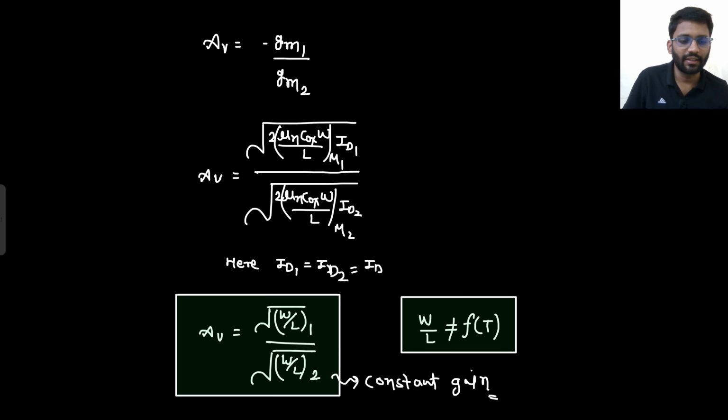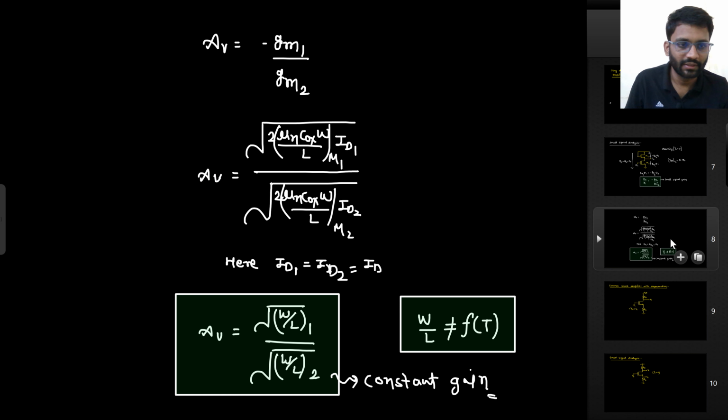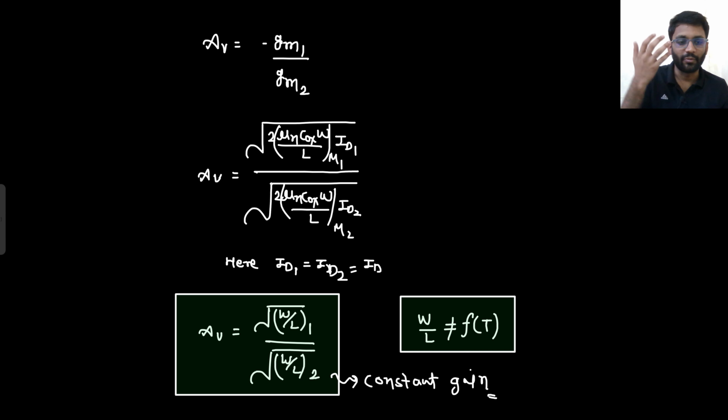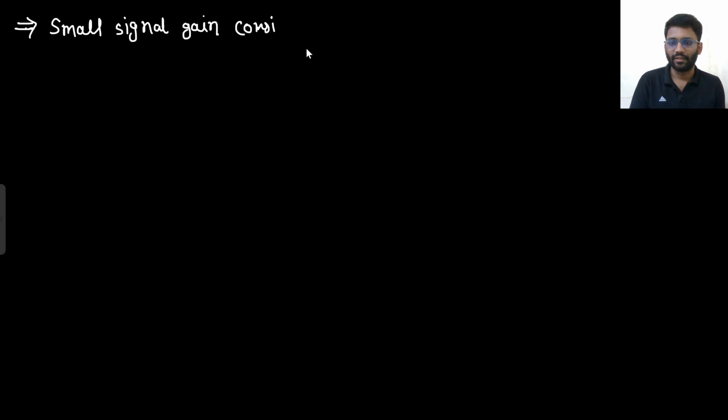Considering there is some r0, we will write down the gain. We will also find many other things: input resistance, output resistance, everything we will find. So now we are going to write the gain considering that lambda is not equal to 0. That means r0 is available. Small signal gain.